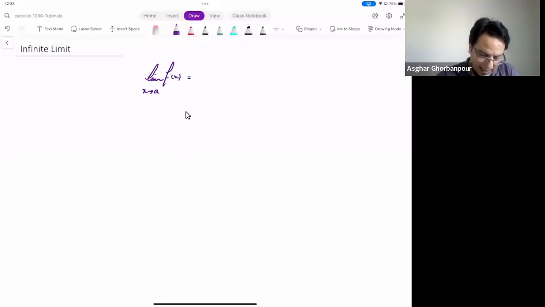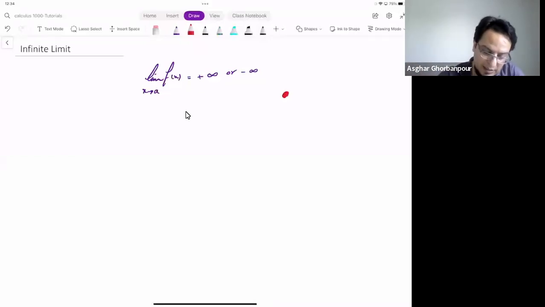Okay, so infinite limit is when you have a function as it approaches a number, the value of the function grows bigger and bigger. Infinite is not a number, it just is a trend. It's a state in which, when you're getting closer to that point, the values of the function go higher and higher, or it dips down into the negatives.